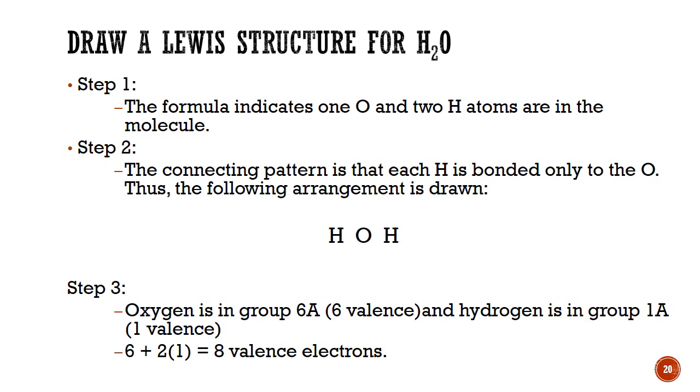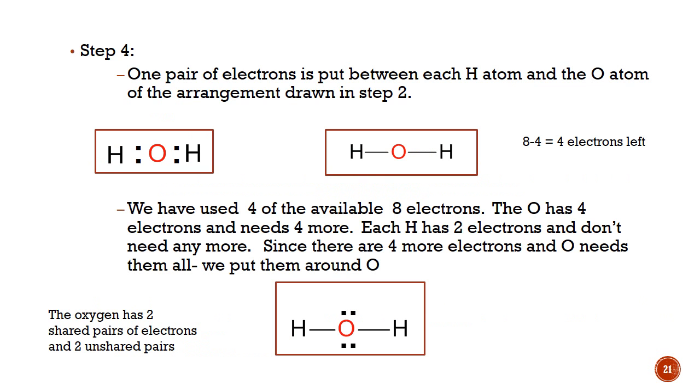All right, now how many valence electrons does water have? Well, oxygen is in group 6A, so it has 6 valence electrons. Hydrogen is in group 1A, so they each have 1. So there's, again, a total of 8 valence electrons. So now the idea is to arrange those 8 electrons so that oxygen has 8 and each hydrogen has 2.